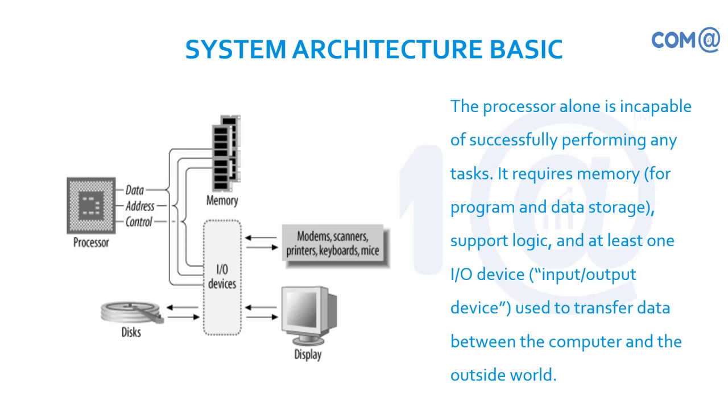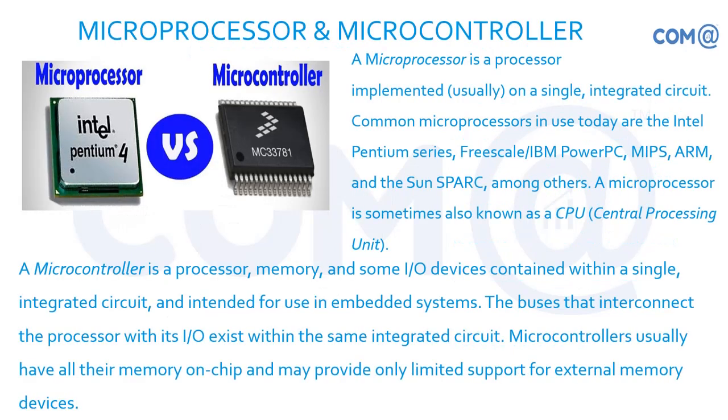So this becomes a core. The processor becomes the core of the computer. So it requires memory to store the data. It requires I/O devices to receive the input as well as to send the output. And it requires a monitor to send the display as output. So output device. So this is the overall system architecture.